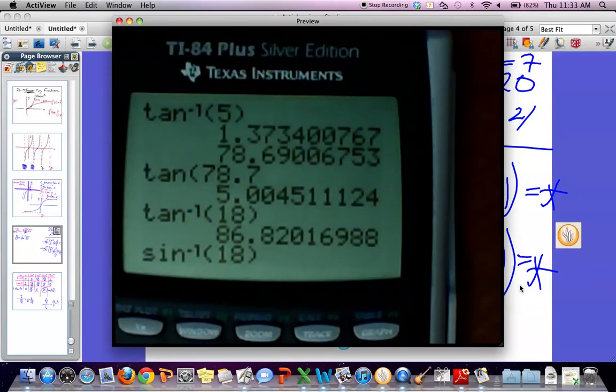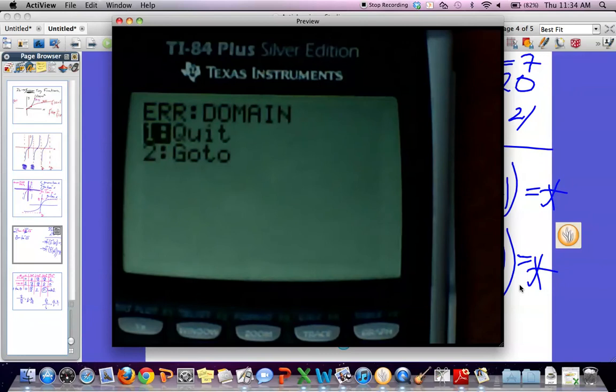Hey, idiot, you can't do that. At least if you have a Texas Instruments, that's what it's going to say. Well, they used to say that till they got sued, and they made people's self-esteem go down. Now it says domain error, so you can't do that. But it should say, hey, you can't do that. How come? Why can't you do that?